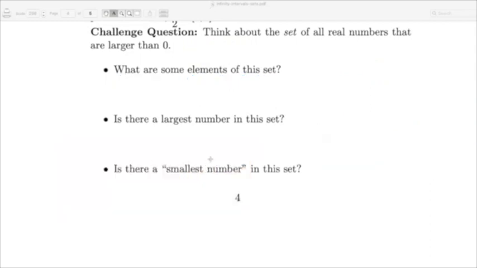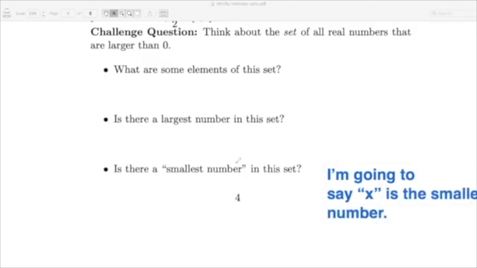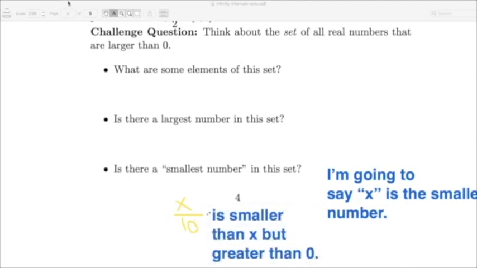All right. Is there a smallest number in this set? No. Whatever number you tell me is the smallest one, I'm going to say, I don't know what the smallest number is, I'm going to say X, smallest number. Can you come up with a smaller one? So it depends on the value of X. You say X divided by 10 is smaller than X, but greater than 0. So that means that X is not the smallest number. I'm going to say X is the smallest positive number. You're going to tell me no, X divided by 10 is still positive, but it's smaller than X. That's why infinity's end is a funny idea.